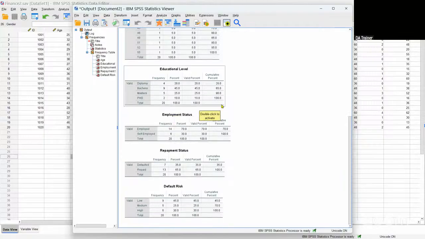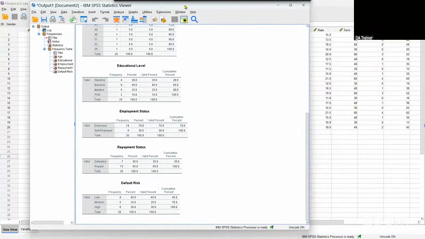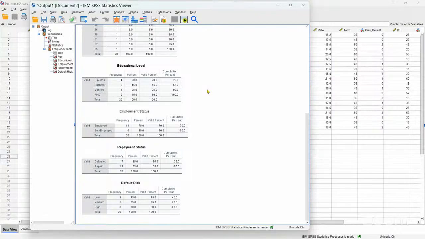Then if you scroll down, employment status, we have 14 persons who are actually employed, and then we have 6 persons that are self-employed. Right? Please, can you see my screen? Very well. Thank you very much. Okay.